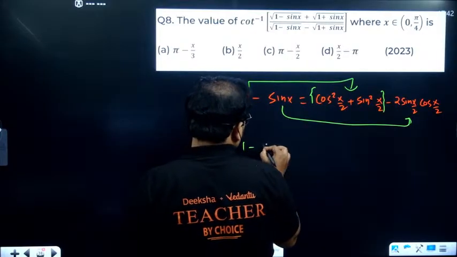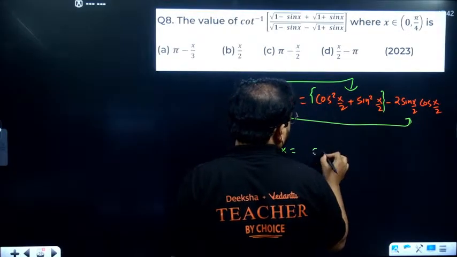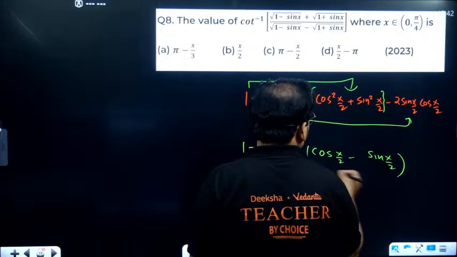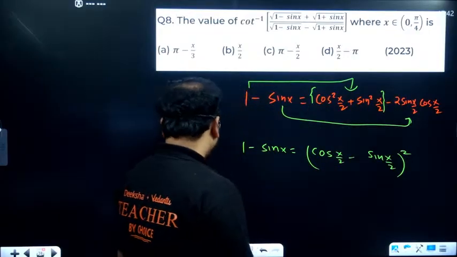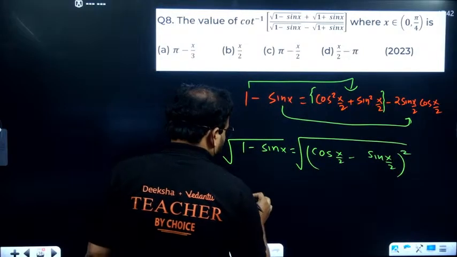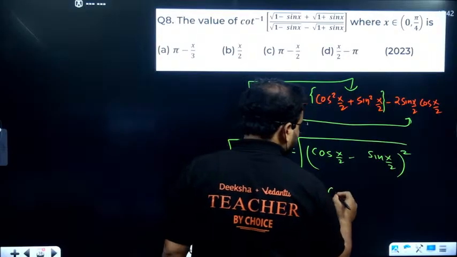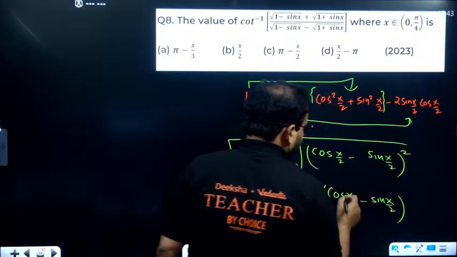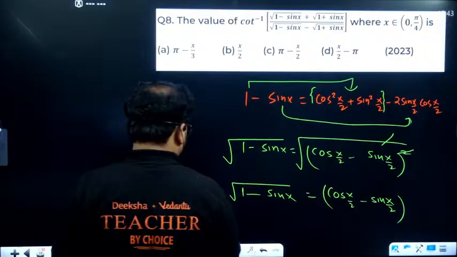Continue. 1 minus sin x. This will become what? Check this out. It will become cos x by 2 minus sin x by 2 the whole square. How come, sir? a square plus b square minus 2ab. That's why. But we have root also. It means the root of 1 minus sin x is nothing but cos x by 2 minus sin x by 2. How come? Root and square will cancel, right? This and this will cancel the effect.